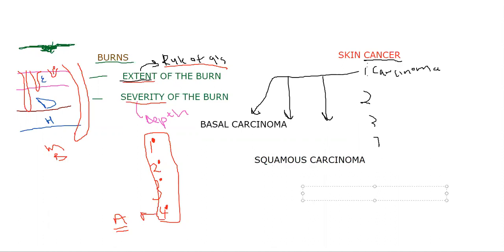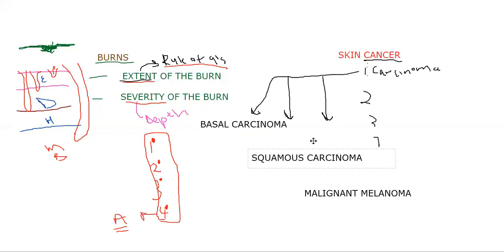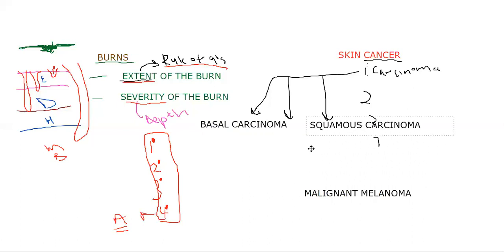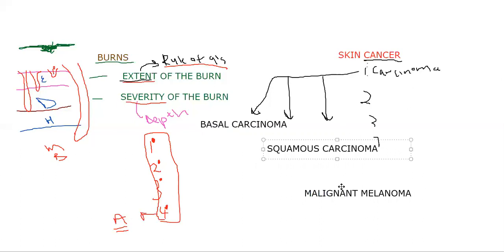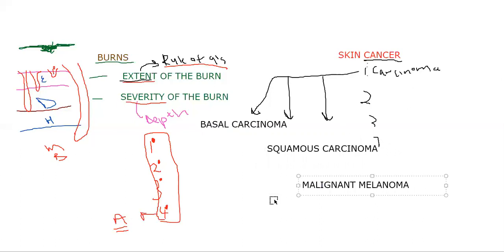Sometimes they say malignant melanoma. Let me write malignant melanoma because that's what they like using in exams. But you can simply say melanoma, it's still fine. So this is the first one, this is the second one, and this is the third type of carcinoma.